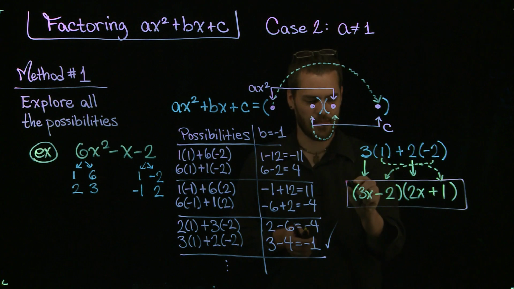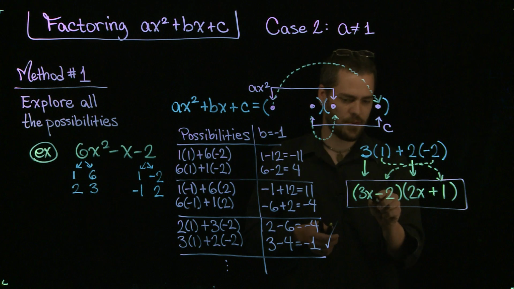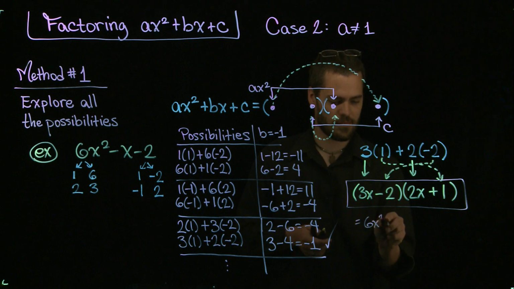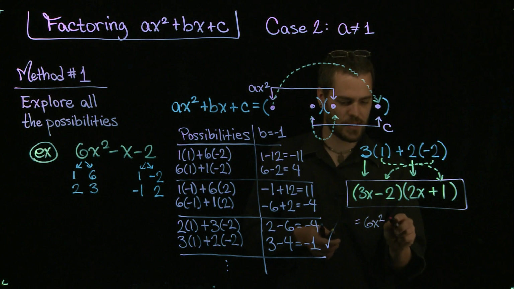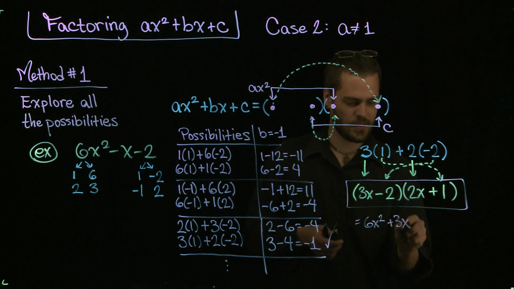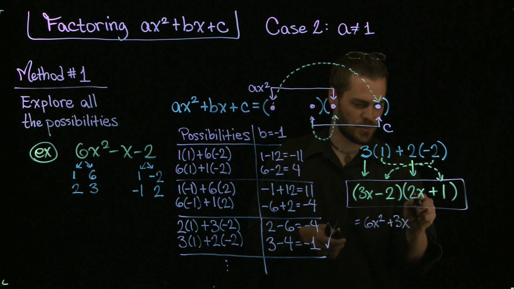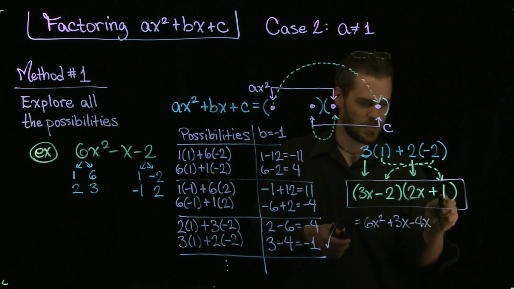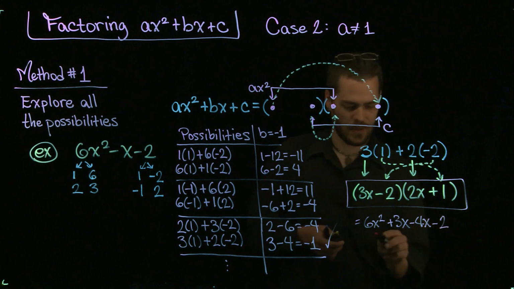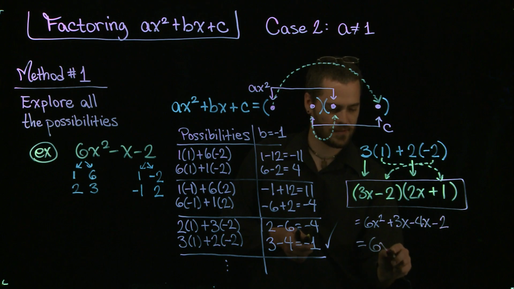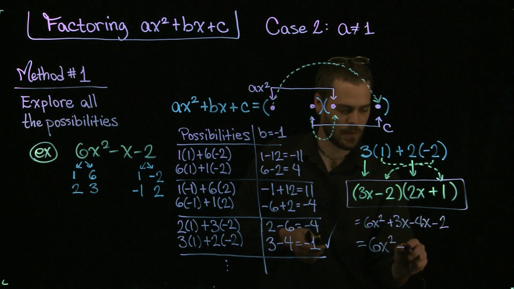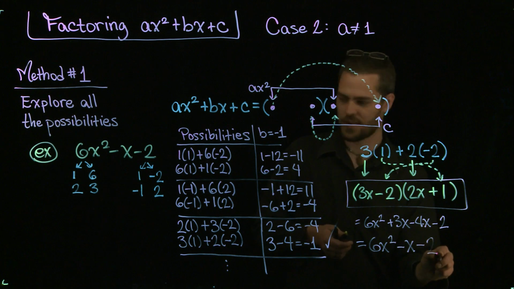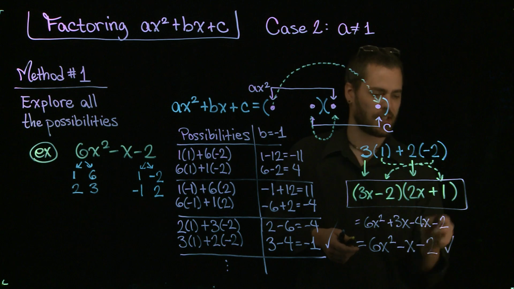We can check that. 3x times 2x gives me the 6x squared. 3x times 1 gives me plus 3x. Minus 2 times 2x gives me negative 4x. And then negative 2 times 1 gives me a minus 2. Combine the like terms. That gives me 6x squared minus 1x, or simply minus x, minus 2. And indeed, that checks out.